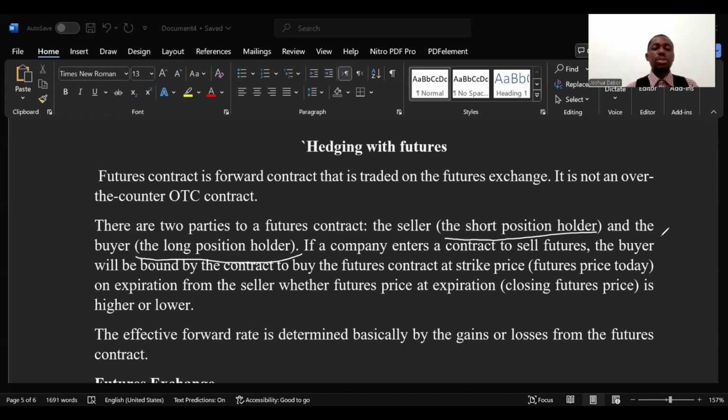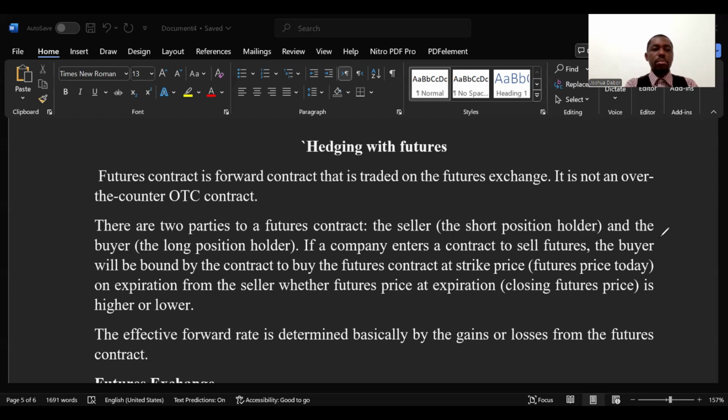Basically, using the futures contract to hedge against the fluctuation in the foreign exchange, what you are trying to do is that you're trying to buy or sell futures. And whatever gain you make from the futures market, you use it to reduce the losses you make from the cash markets. I'll be showing you how to solve a question shortly, but there are some basic concepts that you need to understand regarding the futures contract.